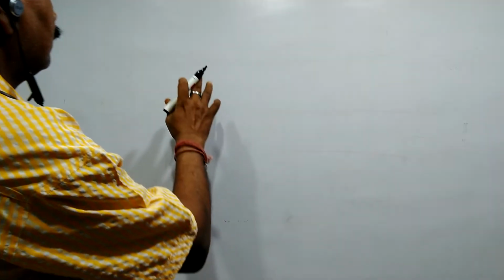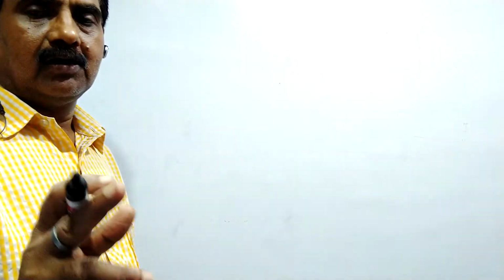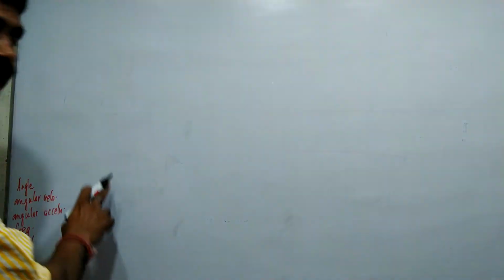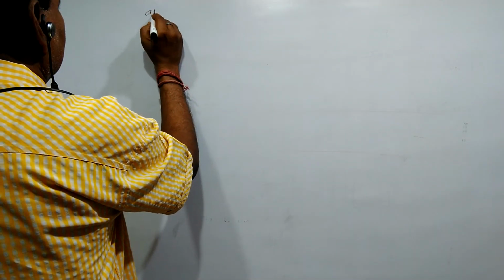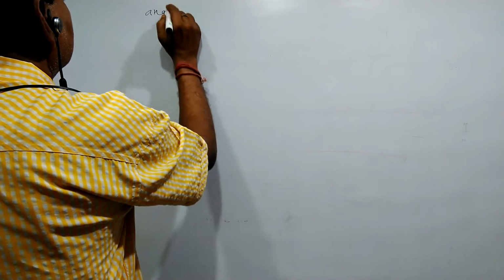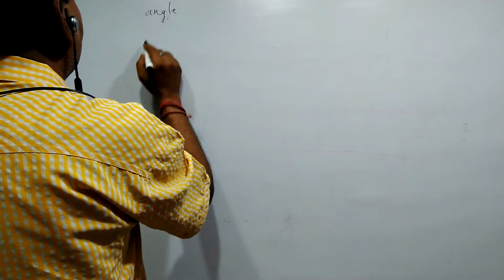Here we will find the dimensional formula of some other physical quantities. In the last class I already explained the dimensional formula of different physical quantities. Again I am going to write down the dimensional formula of some other physical quantities. Let us say angle. We have to find out the dimension of angle.